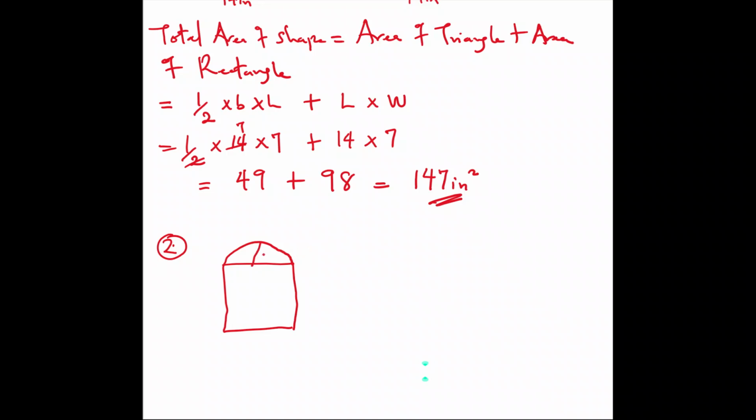So we have another shape like this. The radius of this semicircle is 9 centimeters. The length here is 18 centimeters.